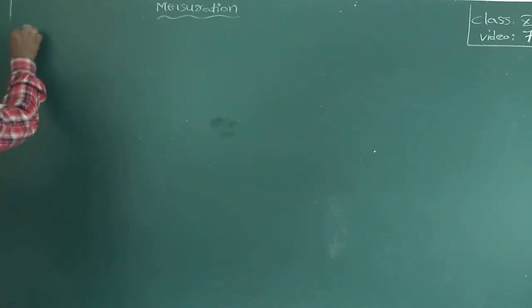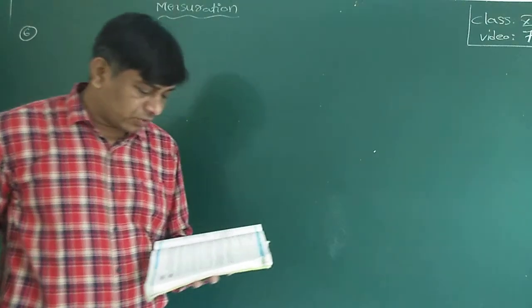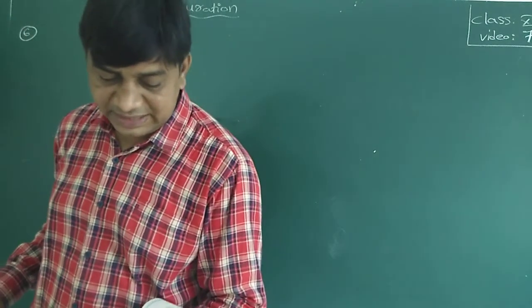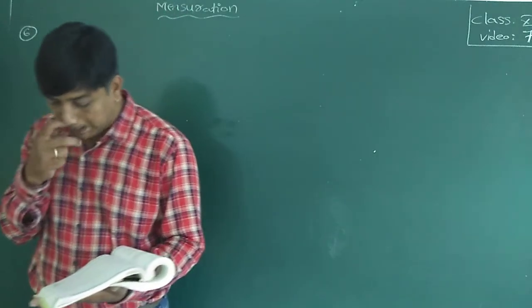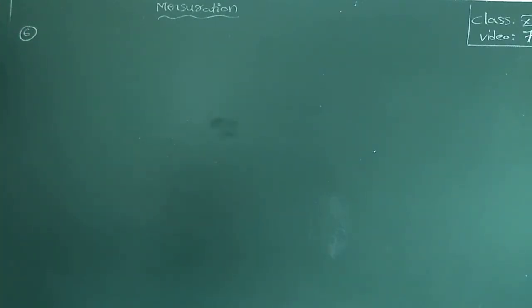Okay. Now the sixth question: a sphere, a cylinder and a cone have the same radius. Find the ratio of their curved surface areas. They asked for the ratio of the curved surface areas.